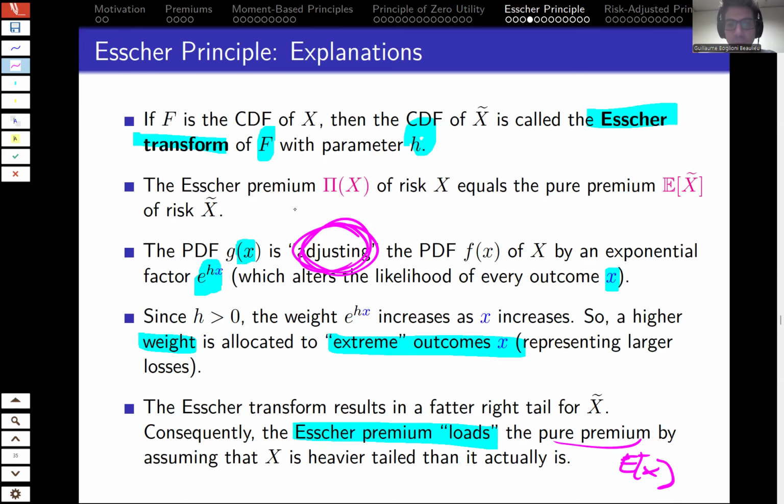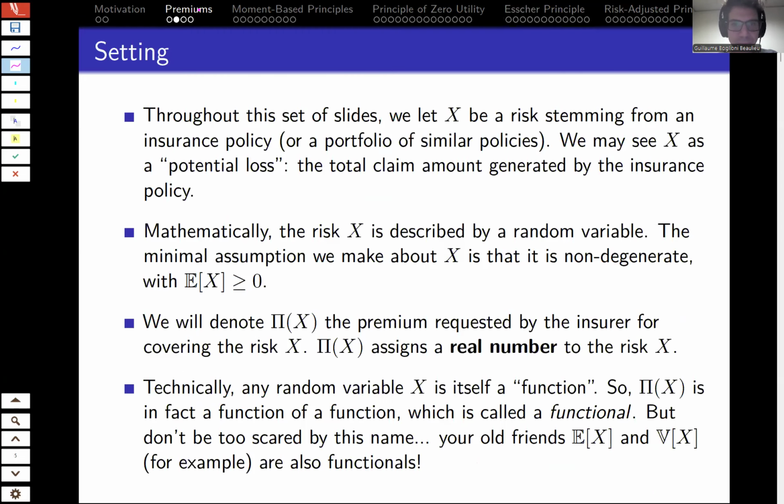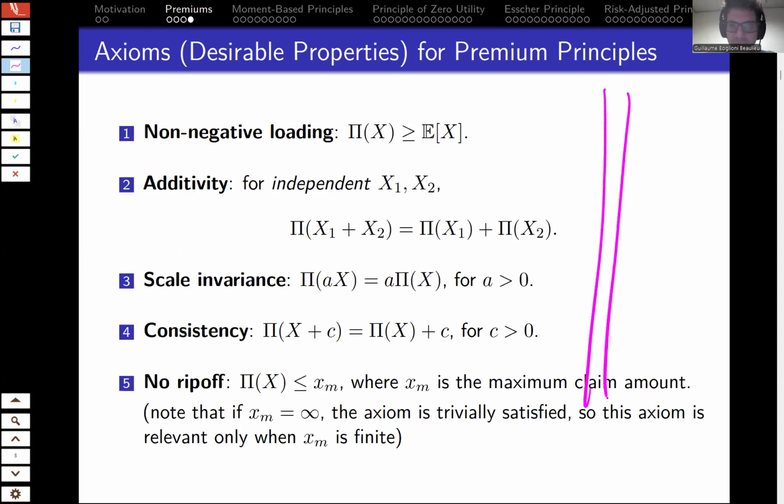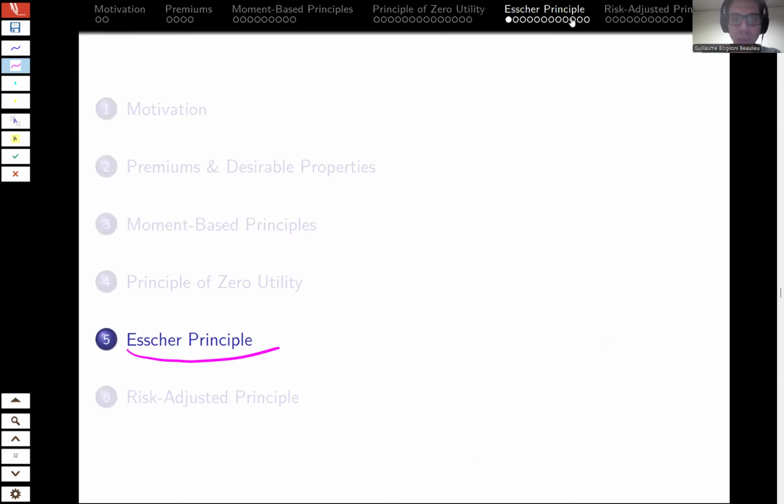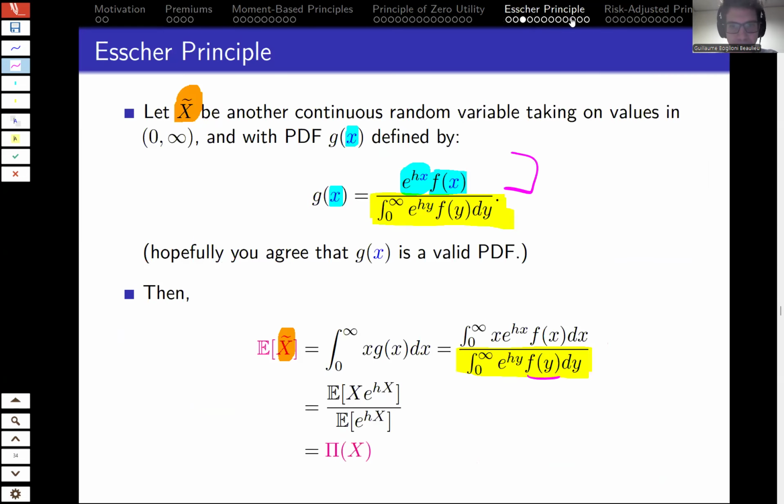Now one more property, one example, and then we're going to systematically check our axioms. Because again, in this lecture we have presented axioms, five desirable properties for our premium principles, and now with our newest premium principle, the Esscher principle, we will check if our axioms are verified or not. Spoiler alert, four out of five are going to be verified, so that's not too bad.